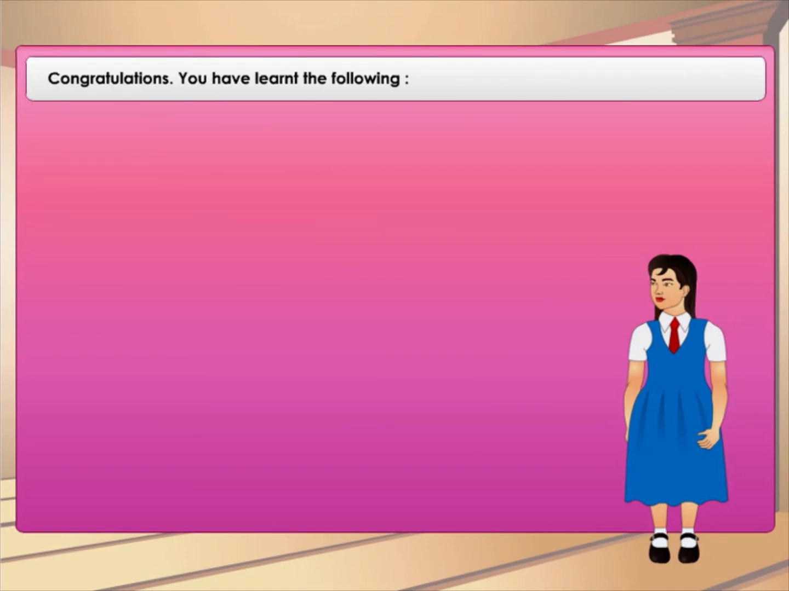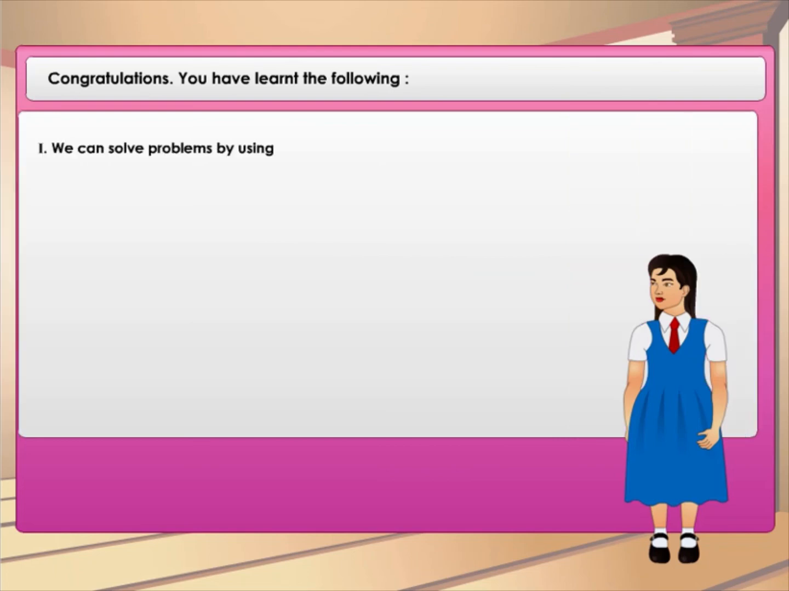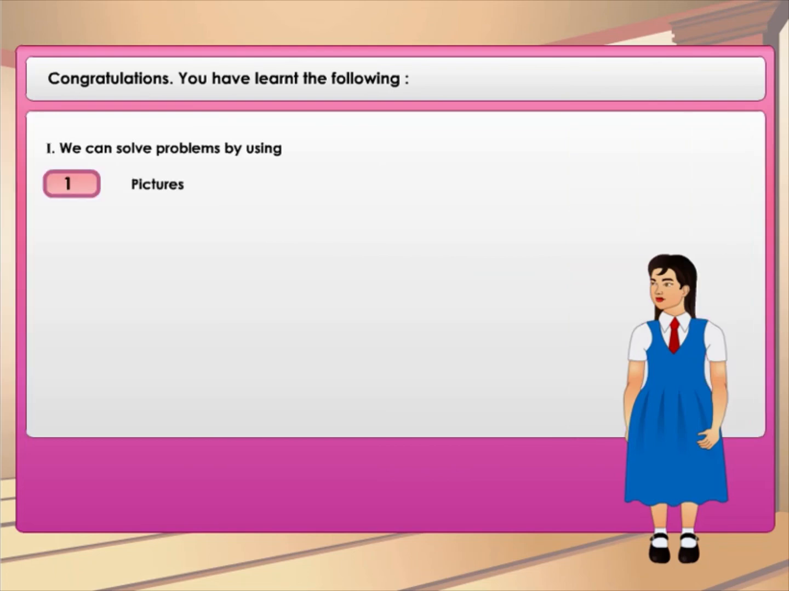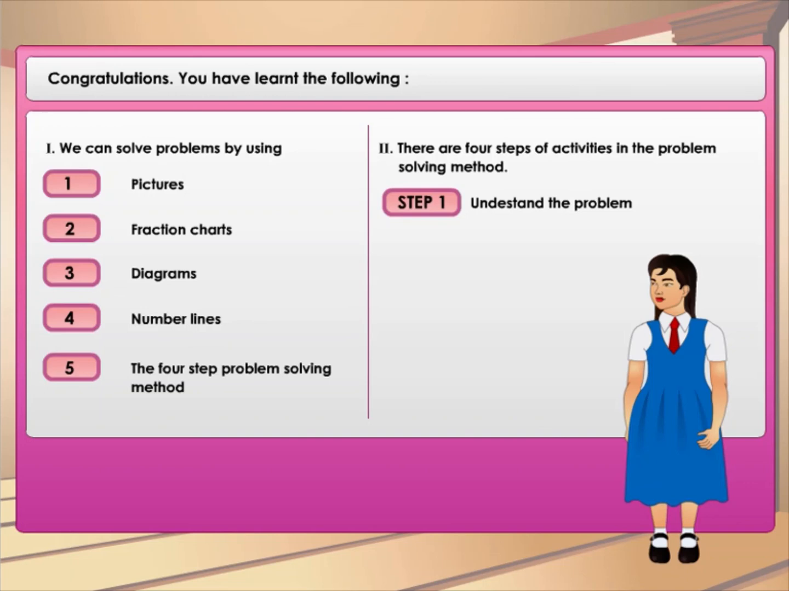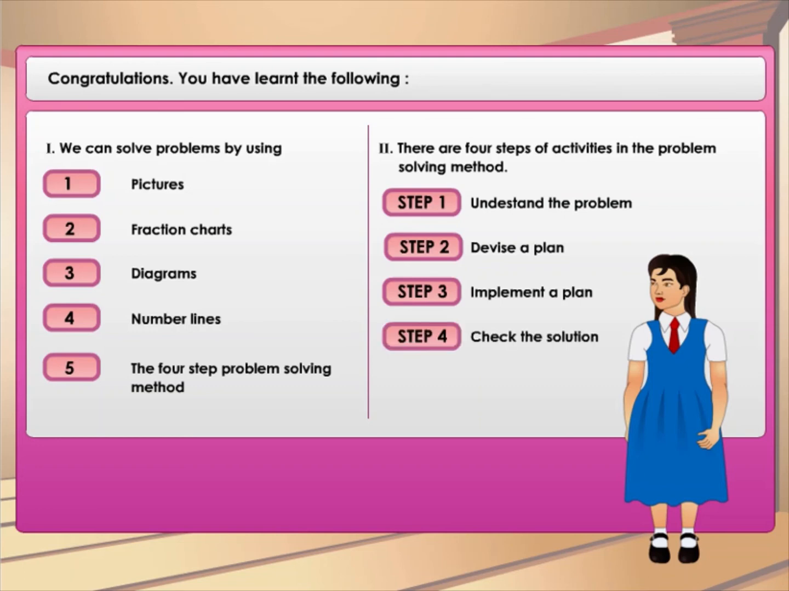Children, we have learned the strategies on how to solve a problem. Let us recall the strategies. We can solve problems by using pictures, fraction charts, diagrams, number lines, and the 4-step problem-solving method. There are 4 steps of activities in the problem-solving method. Step 1. Understand the problem. Step 2. Devise a plan. Step 3. Implement a plan. And step 4. Check the solution.